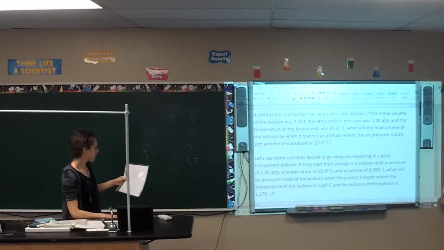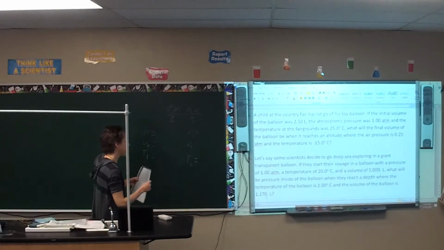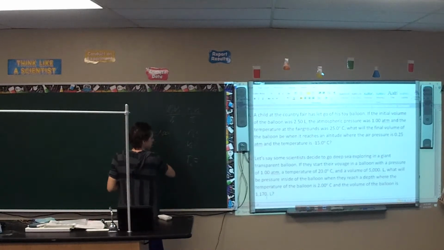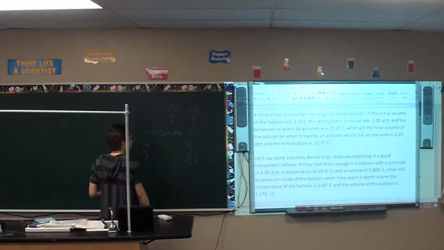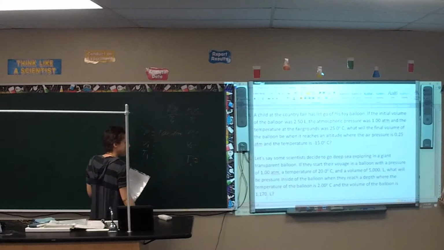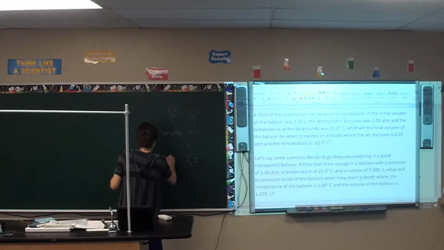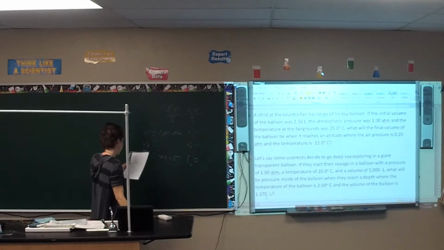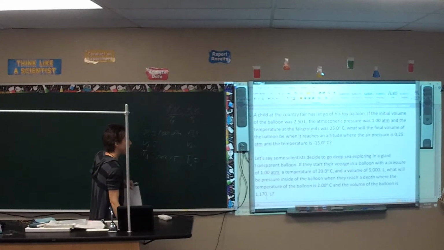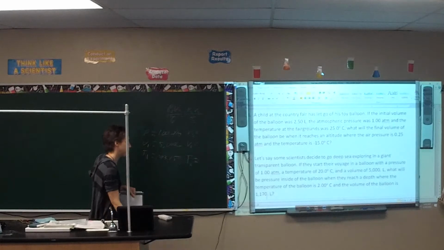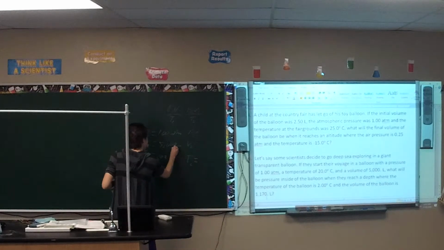Alright, so what are my starting conditions? They are starting the voyage with a balloon with a pressure of 1 atm. So 1 atm. And they have a temperature of 20 degrees Celsius. 20 degrees Celsius becomes 293.15 in Kelvin. So my first volume is 5,000 liters.